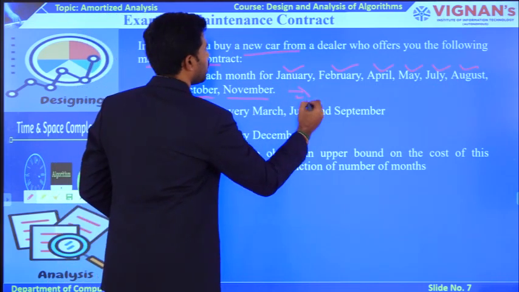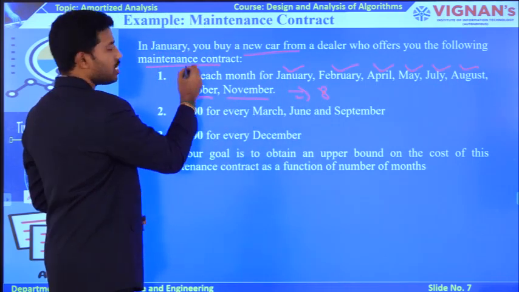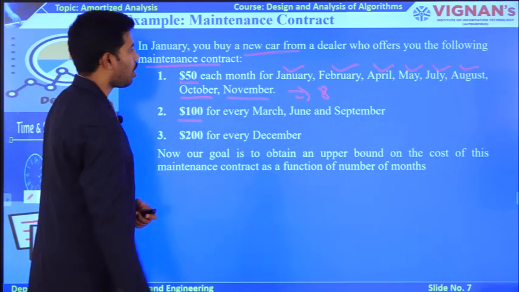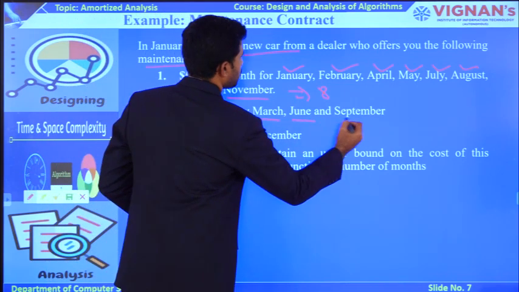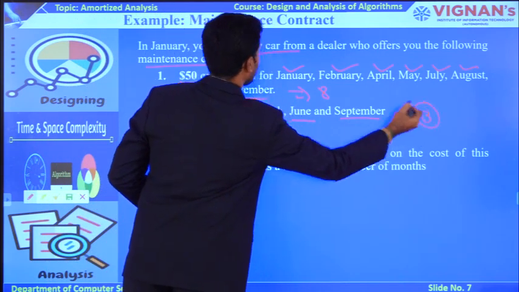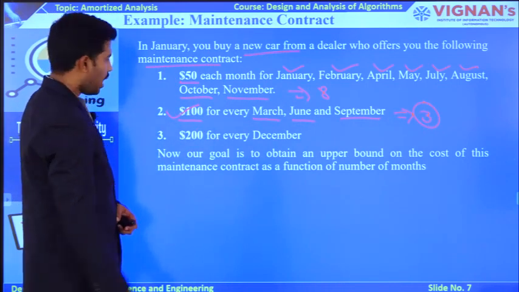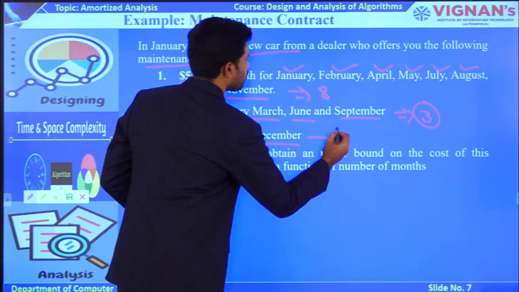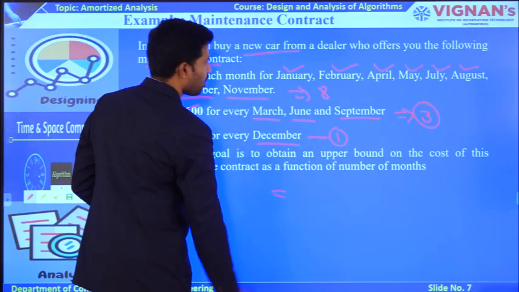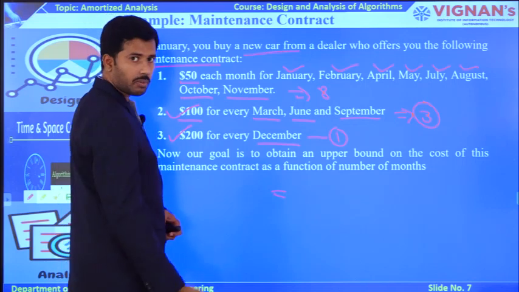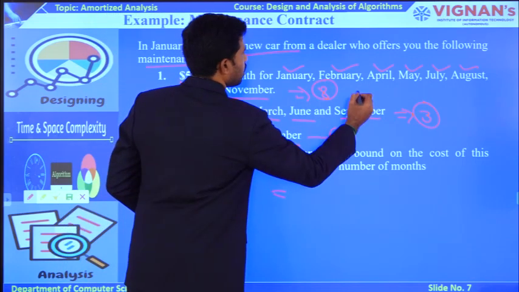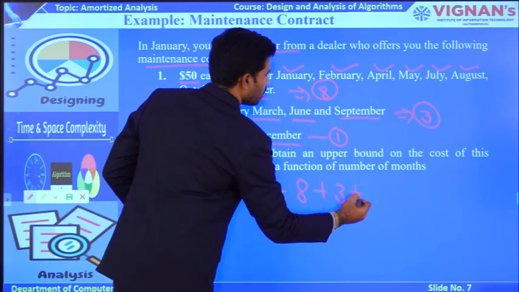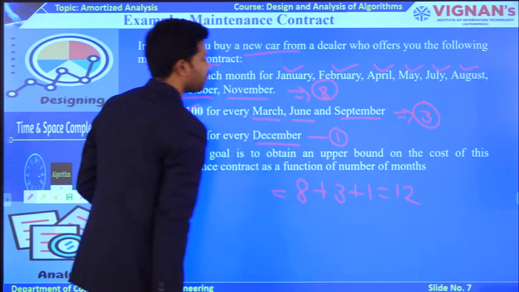How many months are there? 8 months. For these 8 months, they will charge $50. And they will charge $100 for servicing your car in March, June, September. In these 3 months, they charge $100. And for December, they charge $200. December means only 1 month. Every year has a total of 12 months. So here 8 is available, here 3 is available, here 1 is available, so here is 12 months.